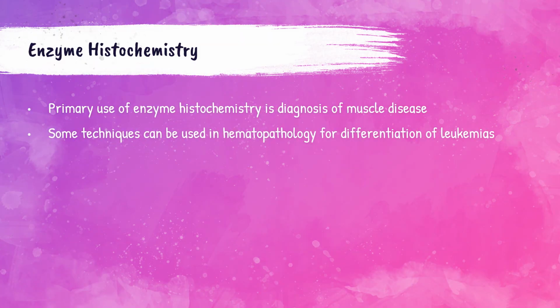The primary use of enzyme histochemistry nowadays is for the diagnosis of disease within the muscle. Some of the same techniques can also be used in hematology or hematopathology for the differentiation of leukemias. Leukemia is a broad term for cancers of the blood cells. The type of leukemia depends on the type of blood cell that becomes cancer and also if it grows quickly or slowly.